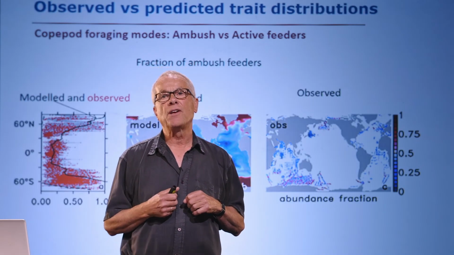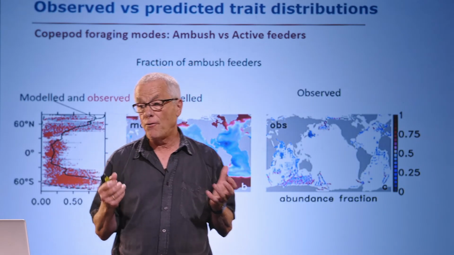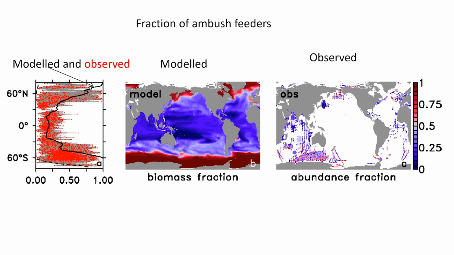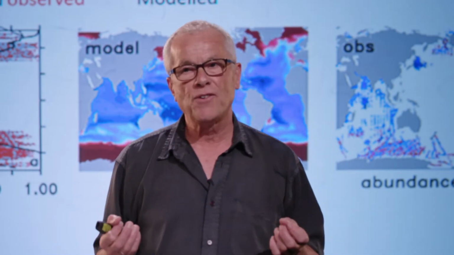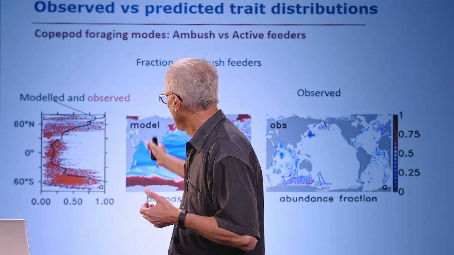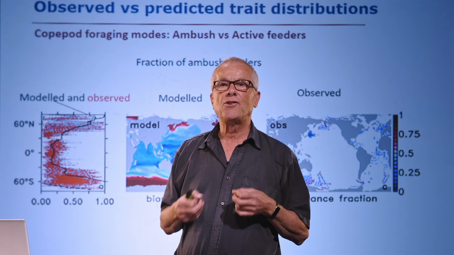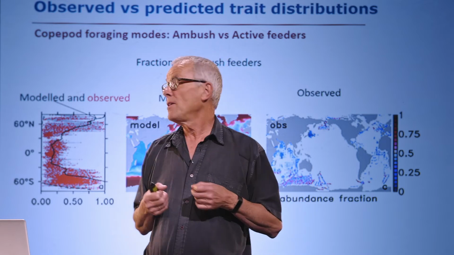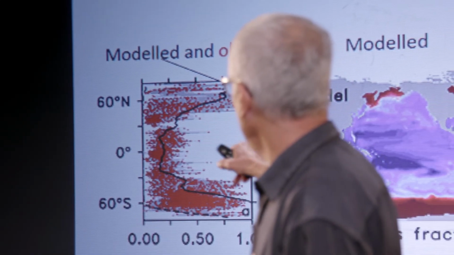The other example is the global distribution of the foraging trait, where you can see the predicted trait distribution in the middle, and to the right you can see the observed trait distribution. And as is often the case, the observations are much more sparsely distributed than the theoretical predictions. But if we compare, here to the left, the latitudinal trend in the trait composition, the black line is the modeled and the red dots are those observed. You can see the model and the observations match fairly well with one another.